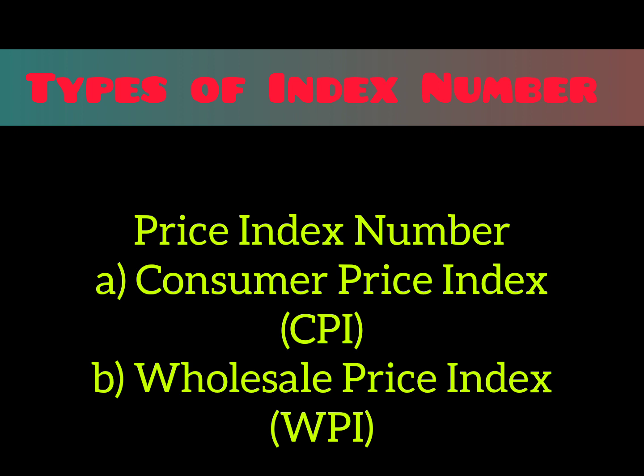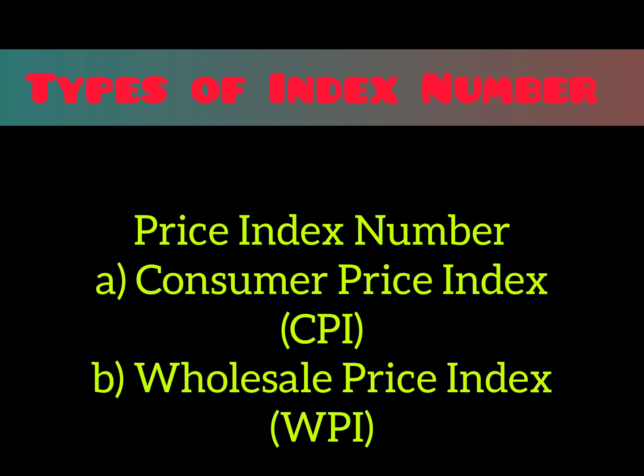So we have already told the price index number is of three types. So first one is consumer price index and second one is wholesale price index. At first we have to discuss what do you mean by a consumer price index or CPI. So consumer price index measures the changes in the price level of a specified basket of consumer goods and services. So what do you mean by consumer goods? Consumer goods are those goods which are purchased by the households.